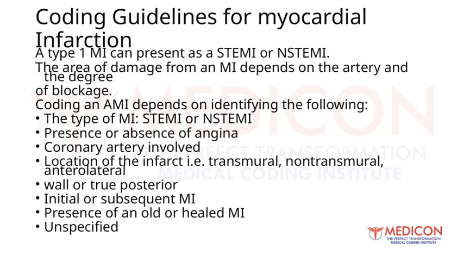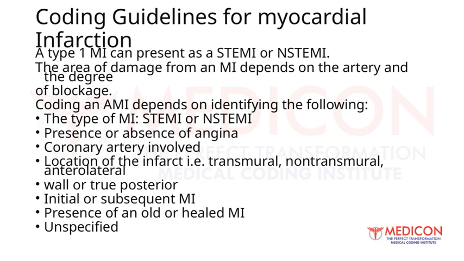The key difference between these two is often related to the severity and the specific characteristics of the blockage. The area of damage caused by an MI actually depends on which artery is involved and how much it's blocked. So, when we're coding, we need to identify several important factors to ensure accuracy. First, we need to determine the type of MI, whether it's a STEMI or an NSTEMI. Then, we look at whether the patient experienced angina, which can influence the coding. We also need to know which coronary artery is involved because that impacts the area of damage.